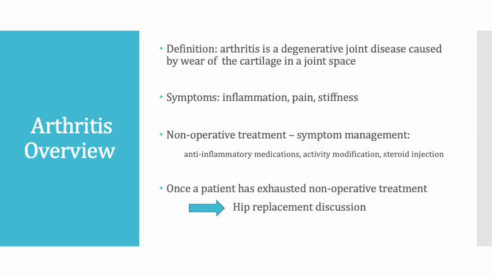So, to briefly summarize the previous slides, arthritis is defined as a degenerative joint disease, which is caused by wear and tear of the cartilage in a joint space. Symptoms associated with arthritis include inflammation, pain, and stiffness.